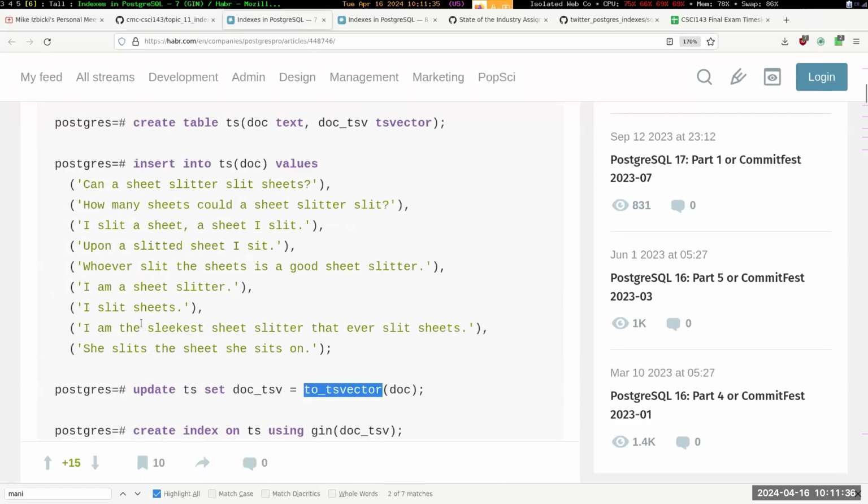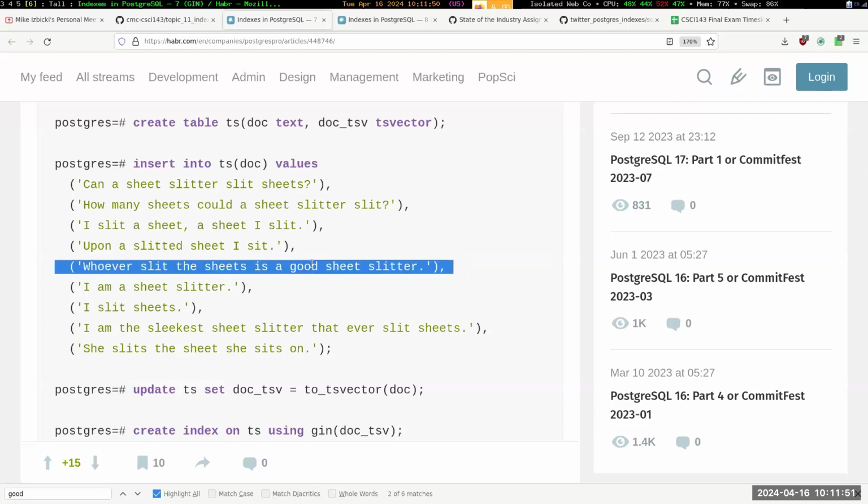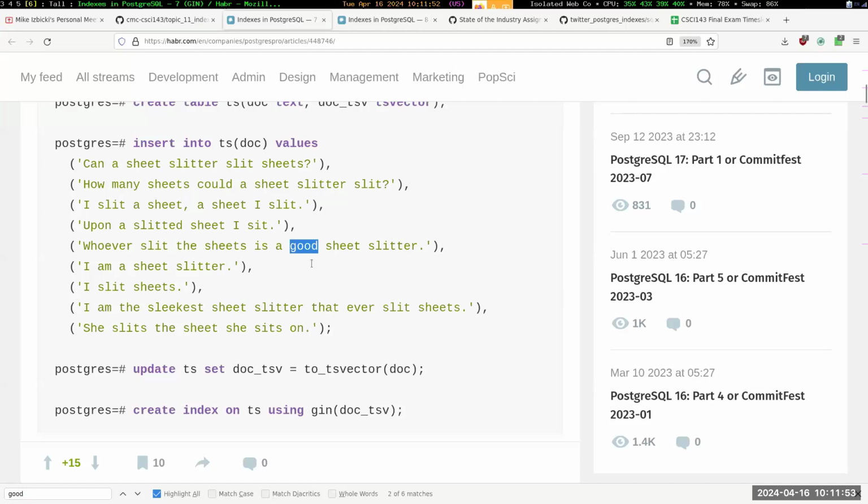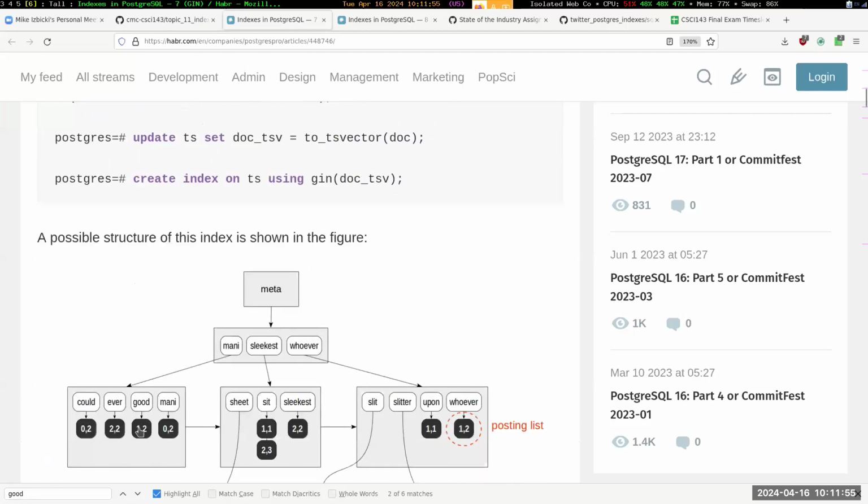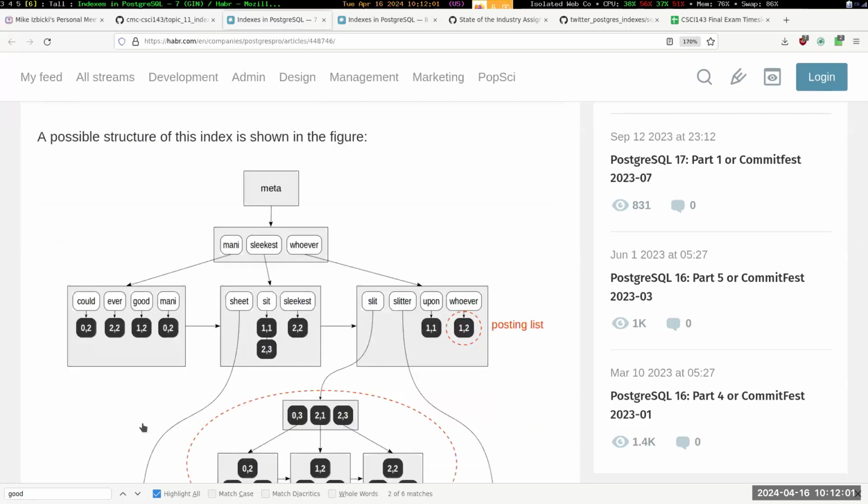If we look back up here at this data set, I'll do a Control F right now looking for the word good. We can see that there is in fact only one line over here that contains the word good, and it is this one right here. We know that this row happens to be stored at position 1, 2 because that's what this tuple ID is down here.